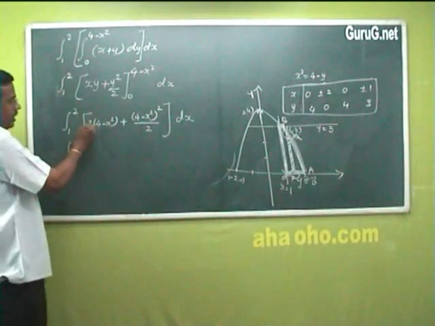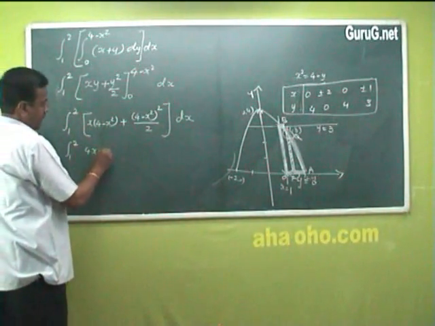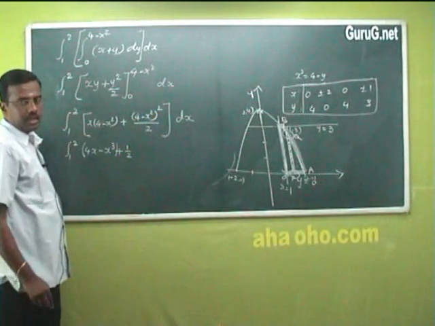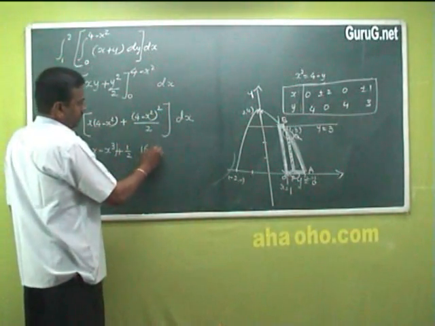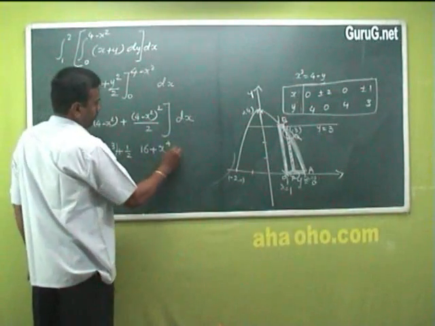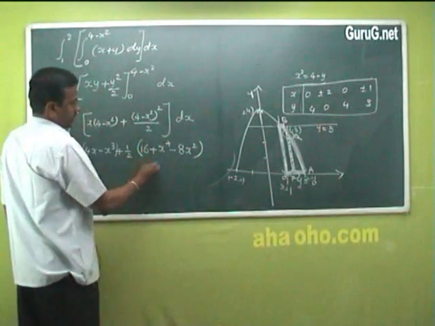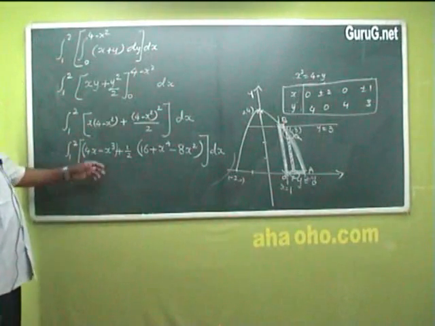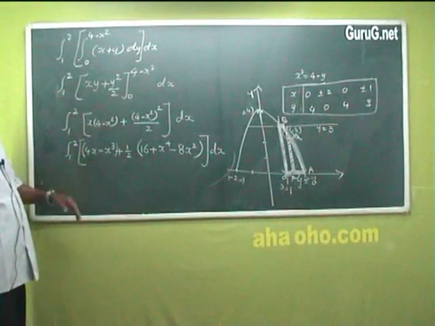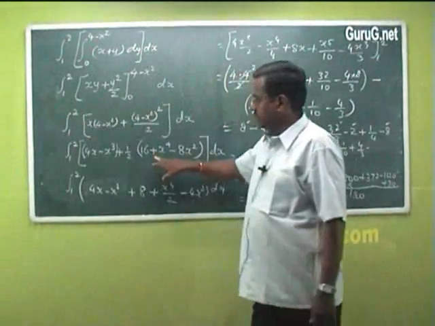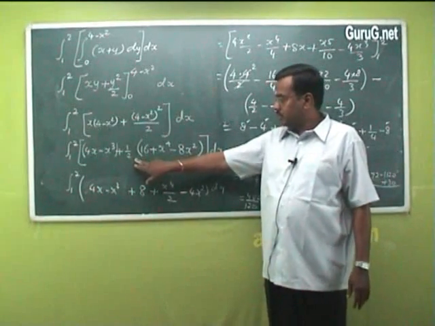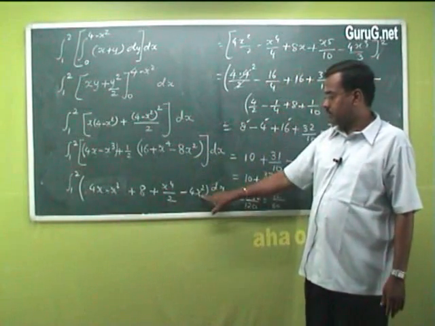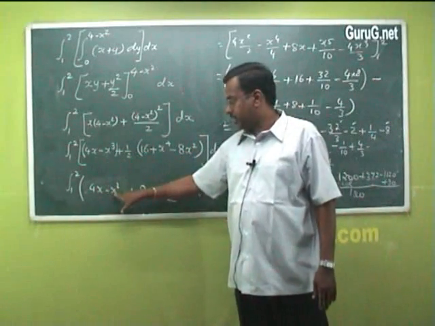Let us expand this. x into 4, 4x minus x cube, plus 1 by 2 into, expand this by using the formula a minus b the whole square, a square plus b square minus 2ab, into dx. So let us simplify this and integrate with respect to x. Let us divide the second term by 2. This will become 16 by 2, 8, plus x power 4 by 2, minus 8x square by 2, that is 4x square. Keep the first bracket as it is, 4x minus x cube.